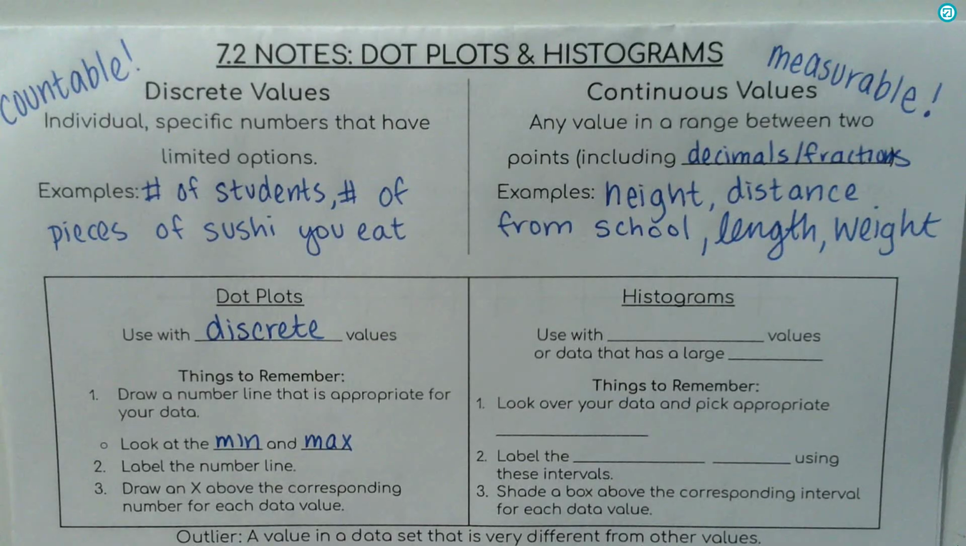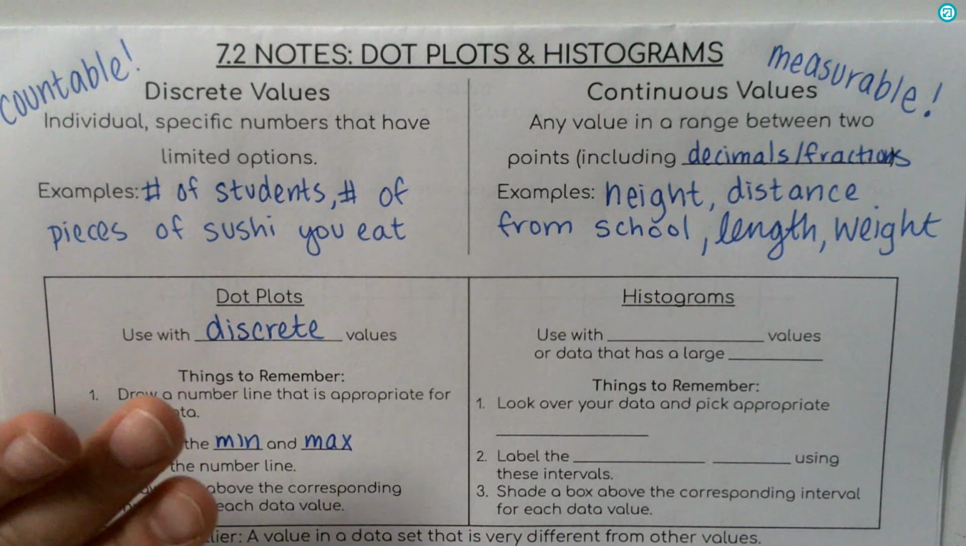Okay, then you need to label the number line. So you need to tell us what that number line represents. So that's what the quick write was missing. Are these cats? Are these dogs? Are these frogs? Are these ages? Are these numbers of cheeseburgers you ate last week? And then you just draw a little X above the corresponding number line for each data value. Any questions at the moment? We haven't done one yet.